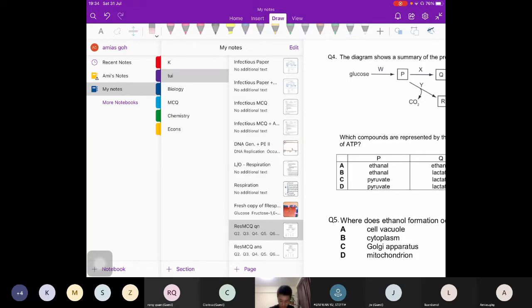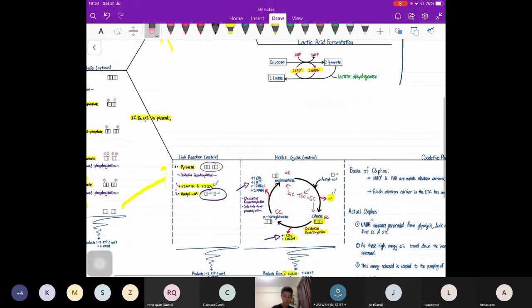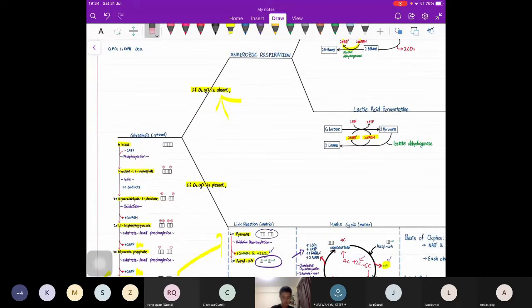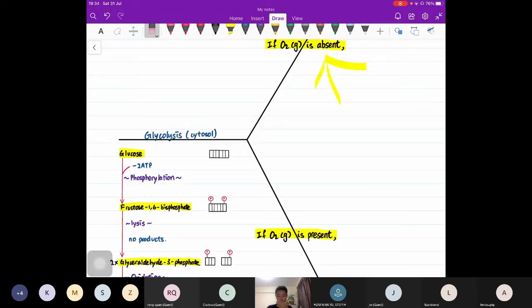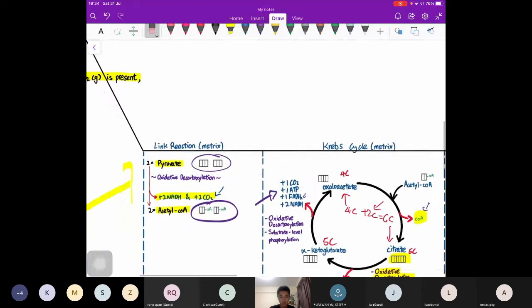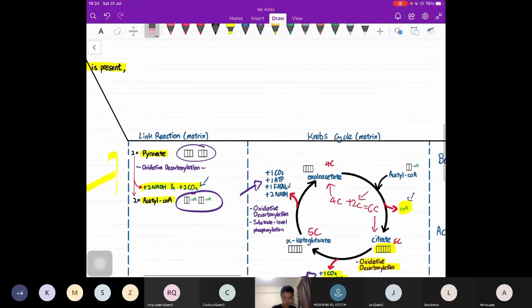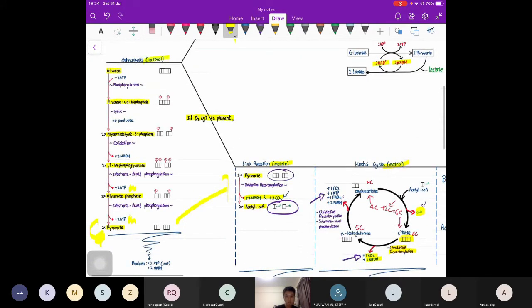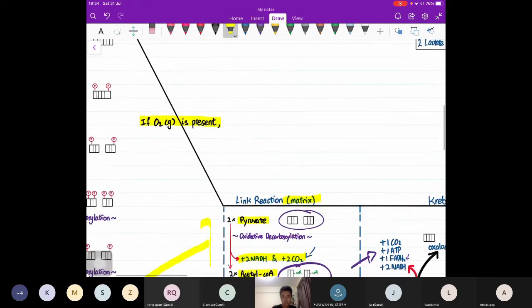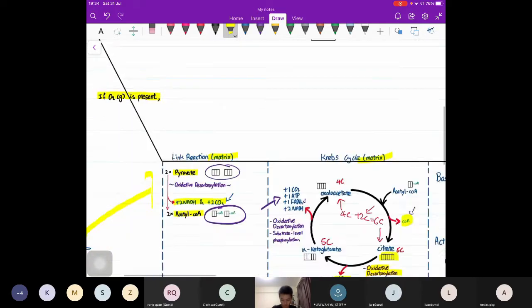Okay, so another thing that I actually forgot to cover just now was the locations at which these things are happening. In your learning outcome, you have to know where the locations are. So your glycolysis occurs in your cytosol. Cytosol is your cytoplasm. Your link reaction and Krebs cycle both occur in your matrix. Glycolysis in your cytosol. Link reaction and Krebs cycle both in matrix.